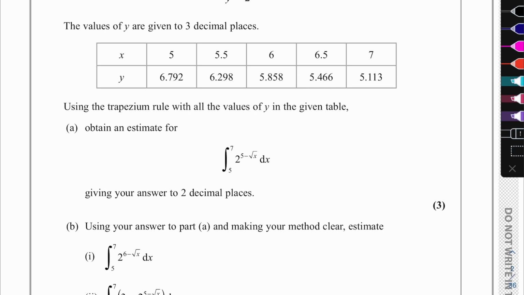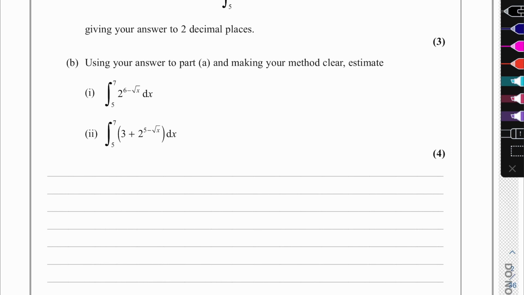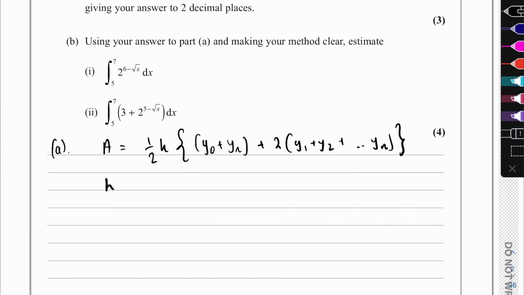So what is the formula for the trapezium rule? It's given in the formula booklet, and it is as follows: half times height times y0 plus yn plus 2 times y1 plus y2 all the way to y(n-1). So that's the formula. Let's see if we can sub in any of the values we know, where the height is b minus a, upper limit minus lower limit, all over n strips.